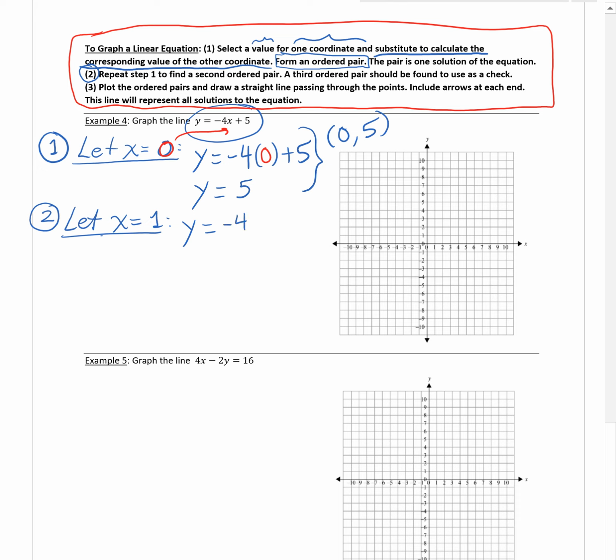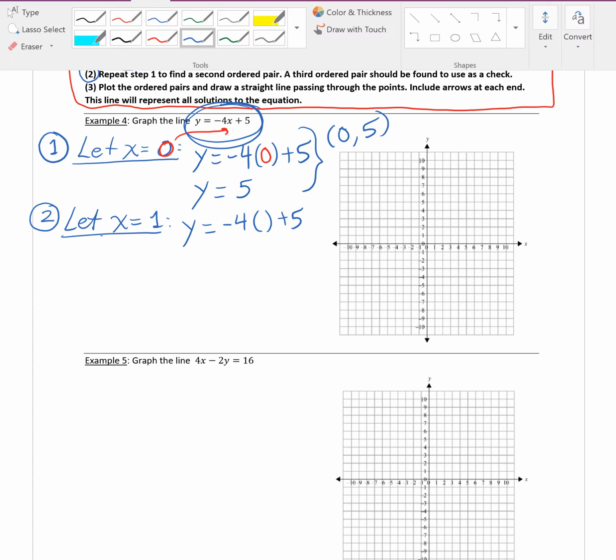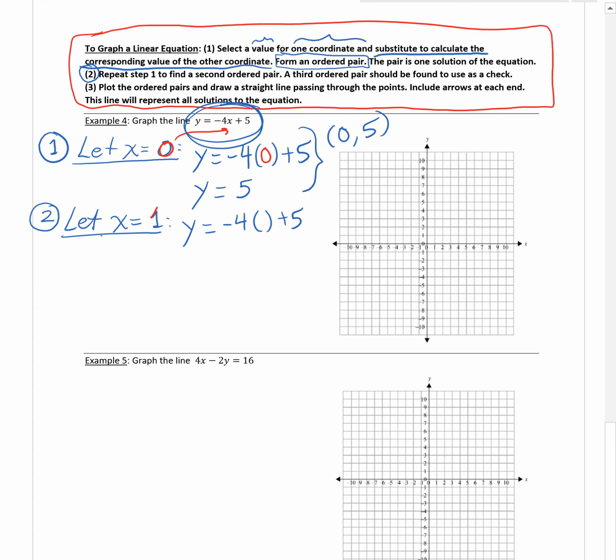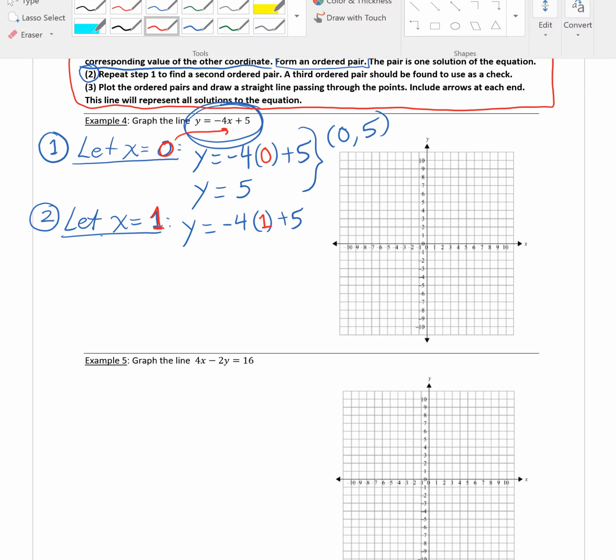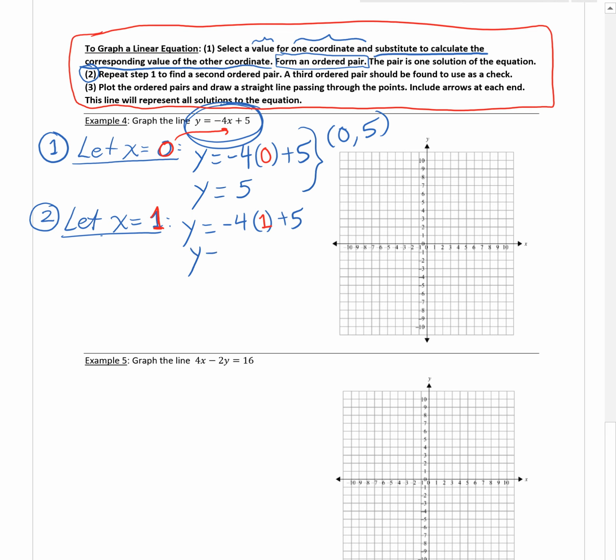I'm going to replace the x in that original equation they gave me, y equals negative 4x plus 5. But this time x equals 1. So I'm replacing x with 1 there, and then simplifying. y equals, let's see, negative 4 times 1 is negative 4, plus 5. That would be y equals 1. Okay. We have another ordered pair. The x value I substituted in was 1, and the y value I got was 1.